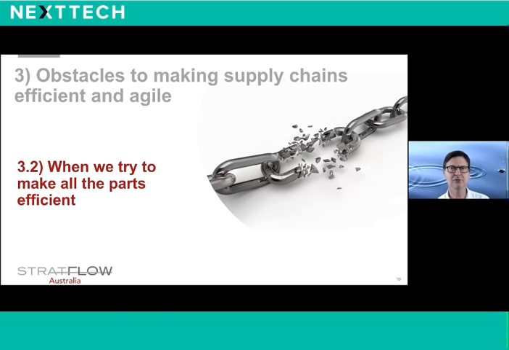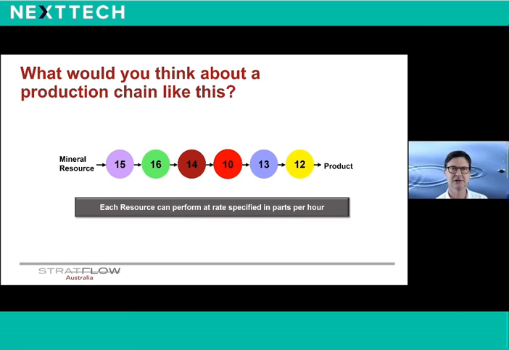So underneath all that we've discussed so far, there's a much deeper belief. It's one that we all believe intuitively to be true. And that is that we should maximize the performance of every part of our system if we want to be successful. So let's say you're a manager and an employee brings you plans to implement a production chain that looks like this one. The purple resource can do on average 15 tons an hour. The green one can do 16 and so on.